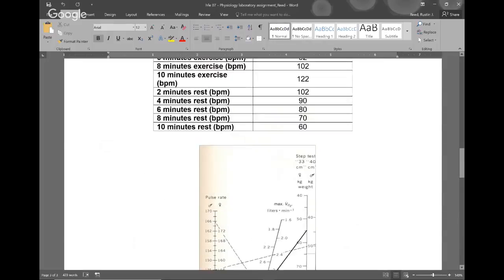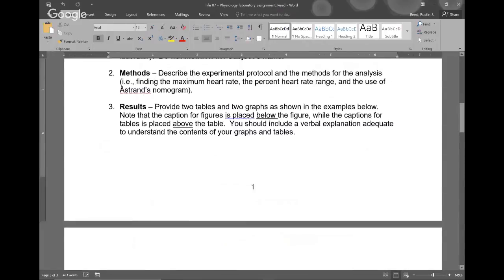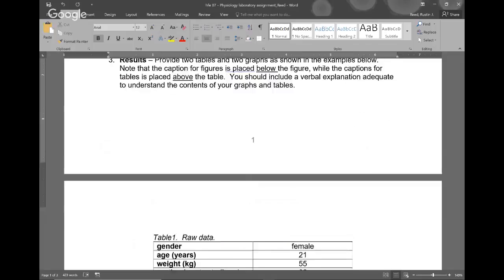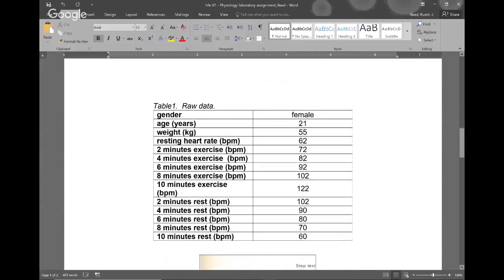For results, you don't feel like you have to type a lot, but do provide, like it says, a verbal explanation to help the reader understand what your tables and figures mean. So it could be one paragraph, maybe enough there. Just explain what's in each figure with more than what's in the caption.